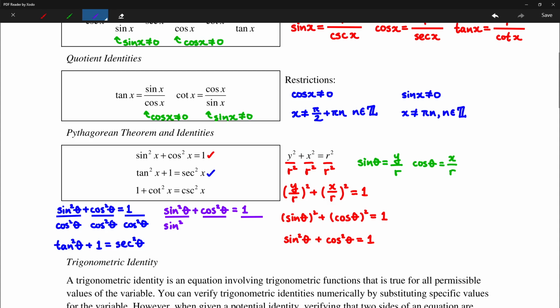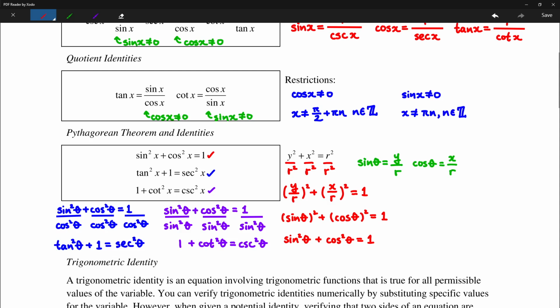The first term will, of course, become just 1. The second term will be cotangent square theta. And on the right-hand side, we're going to have cosecant square theta. So that will be this identity here. So again, 1 plus cotangent square theta is equal to cosecant square theta. And of course, the other stuff that we would do is to replace thetas with x, and the identities will look the same.